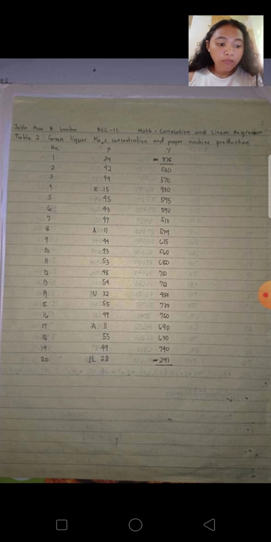So, the first missing variable is at number 4, which corresponds to the last letter of my first name. So, it is E, and E is 15. Then the next missing variable is in number 8, which is the second letter of my surname, which is A, Laniba, A. And A stands for 11.